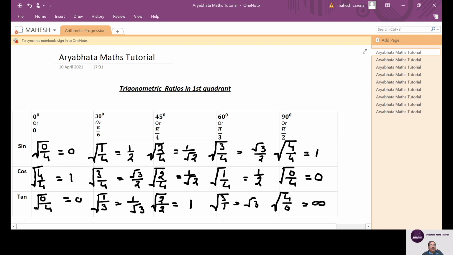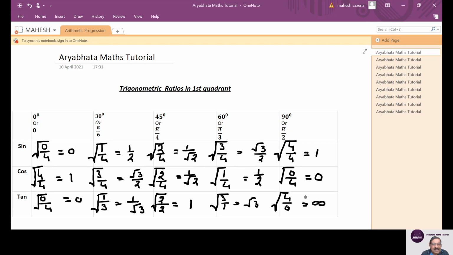Similarly, as you know that cot is the reciprocal of tan. Since tan 0 is 0, therefore cot 0 will be infinite. Tan 30 is 1 by root 3, therefore cot 30 will be root 3. Tan 45 is 1, therefore cot 45 is also 1. Tan 60 is root 3, therefore cot 60 will be 1 by root 3. Similarly, tan 90 is infinite, therefore cot 90 will be 0.